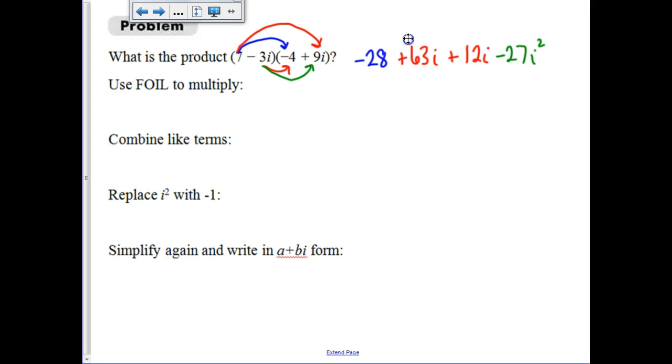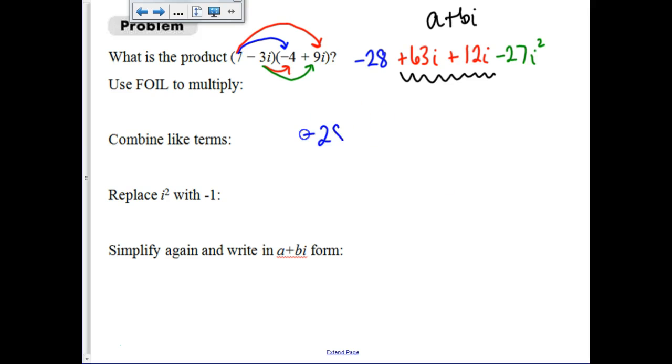Now, you are not done until your answer looks like a plus bi. Does your answer right now look anything like a plus bi? Not even close. So that means we have a lot of simplifying we have to do. Do you see any like terms right now that I could collect together? Yeah. These little red guys here in the middle, those are like terms. So let's go ahead and collect those together.